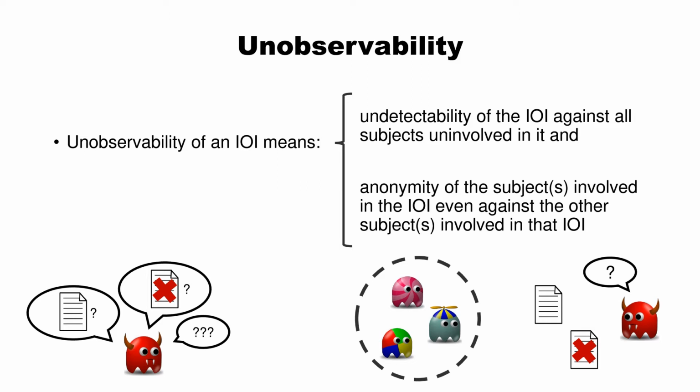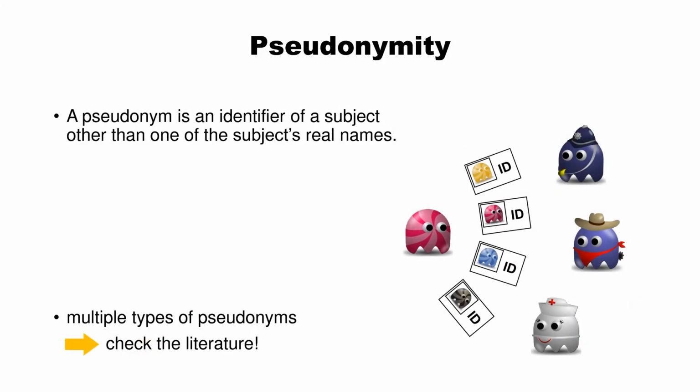So that's unobservability. Pseudonymity. A pseudonym is an identifier of a subject other than the subject's real name. So let's say you have different pseudonyms. These pseudonyms are not your real name, and that's a substitute or replacement for a name, and you can use that at different times or on different occasions.